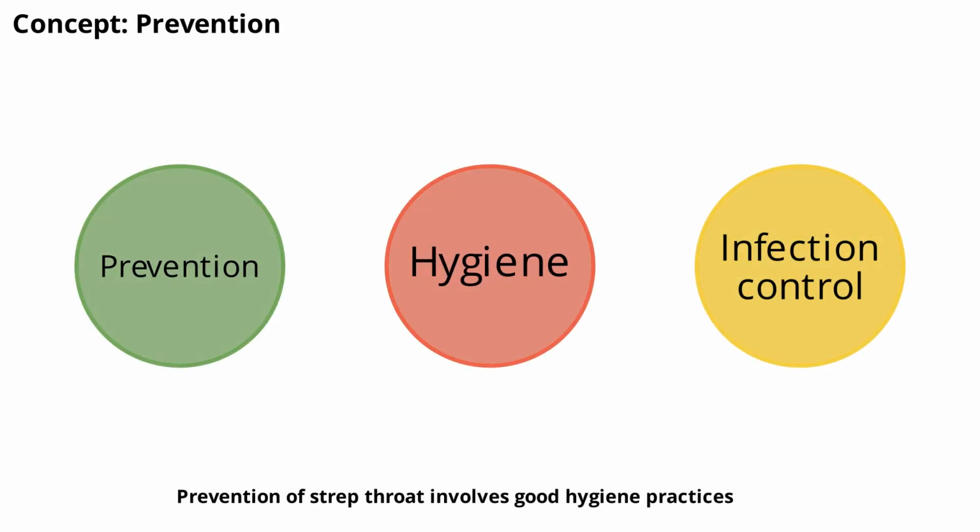Prevention of strep throat involves good hygiene practices, avoiding close contact with infected individuals, and early testing and treatment. These measures help reduce the spread of infection and protect both individuals and communities.